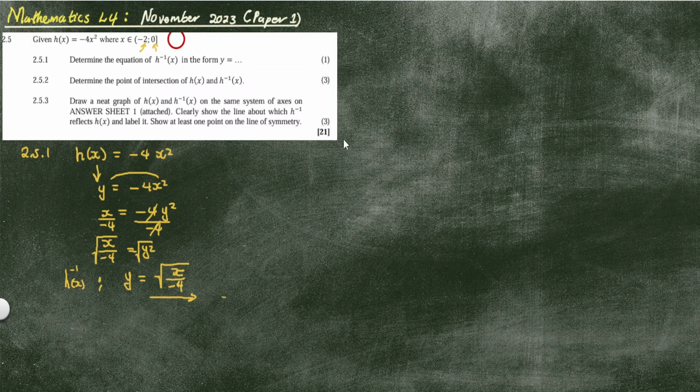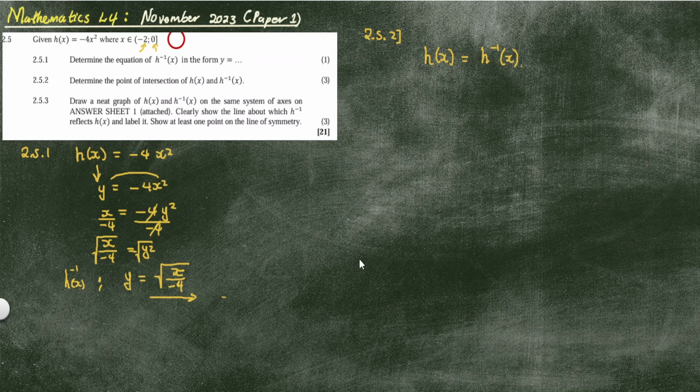2.5.2. I think this is an interesting question. So, to find a point of intersection: it's where two graphs meet, they intersect, meaning you have two graphs that are equal. To find it, you take your functions, equate them, and solve for x. So h of x is going to be equal to h minus 1 of x.